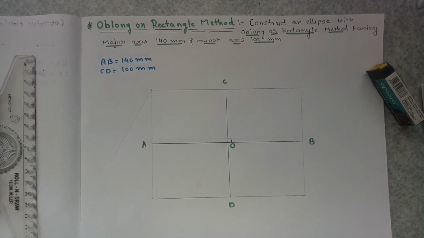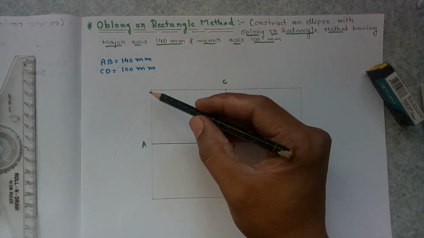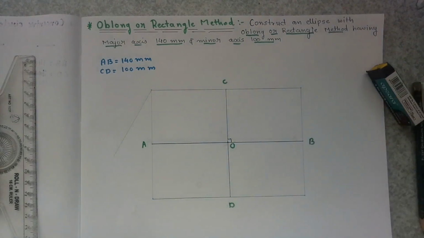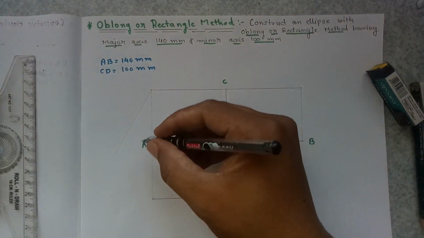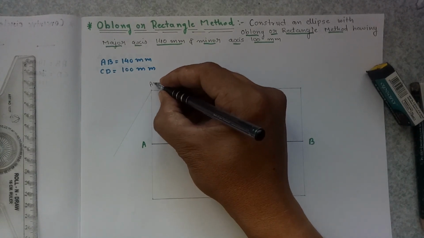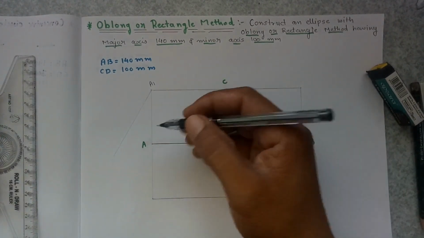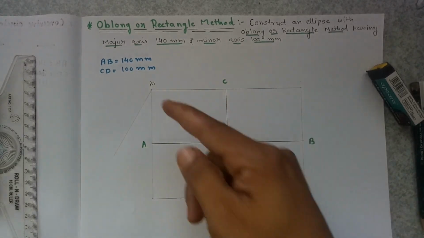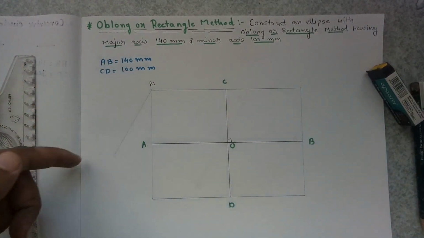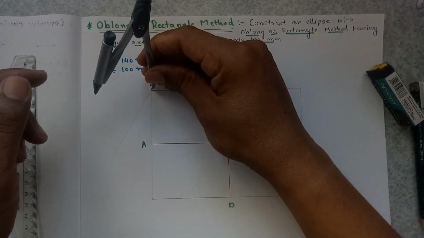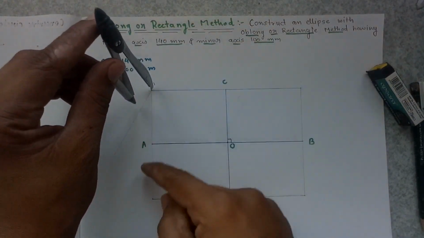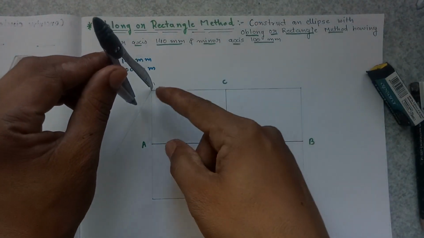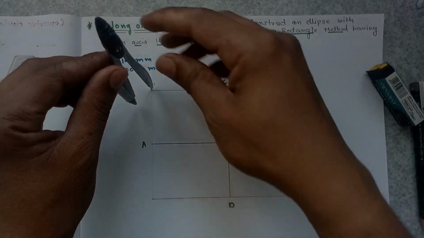Now after drawing the rectangle, let us divide this line into equal number of divisions. Let us give the name of this line as A1. So divide this line A1 into equal number of divisions. Here we are going to divide this line by using the inclined line method. So if you want to divide this line into equal number of divisions, first of all decide the number of divisions. So let us divide this line into 3 equal divisions.